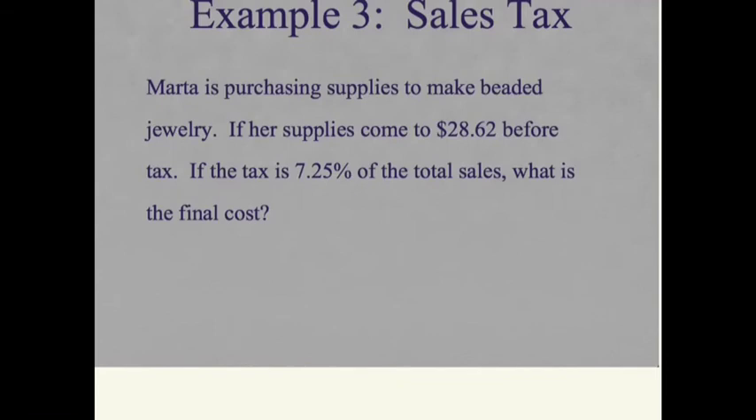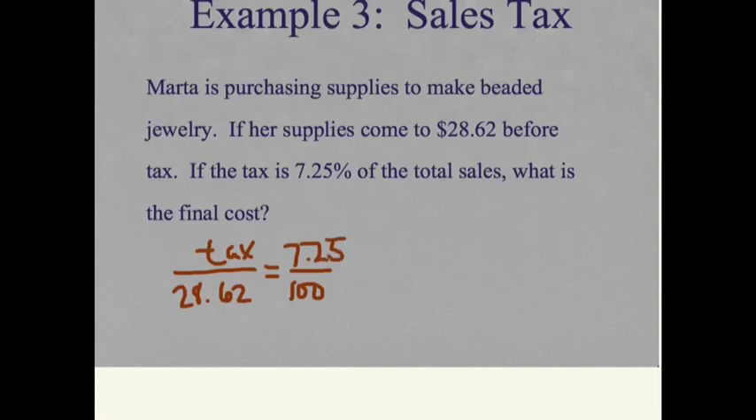Okay, so Marta is purchasing supplies to make beaded jewelry. If her supplies come to $28.62 before tax, and tax is 7.25%, what is the final cost? So we do need to figure out what the percentage amount is, or what the tax that's being added on. And to do that, I'm going to put the word tax. Tax will be calculated like this. The tax is based on the amount that her items came to, so that's $28.62. We're going to treat that as if that's 100%, and we want 7.25% of that.